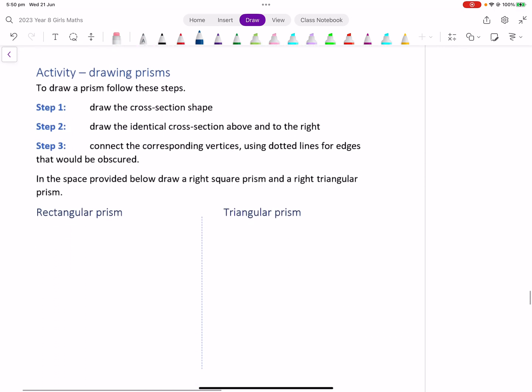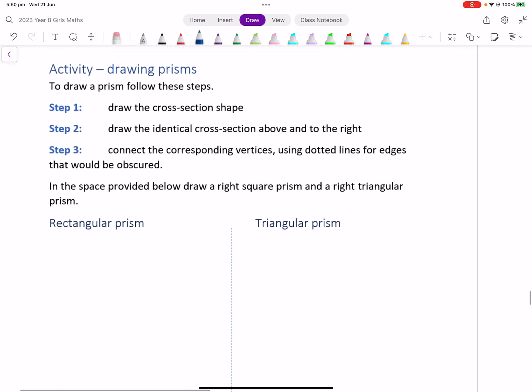All right, I want you to have a practice. This is actually a really good skill to learn when you're a year 8. It's how to draw prisms. So there's a couple of good techniques that I want to show you here in terms of how you draw them. Step 1, you draw the cross-sectional shape. Step 2, you draw the cross-sectional shape identical above and to the right. Could be to the left, but I draw it to the right. And then you join the corresponding vertices.